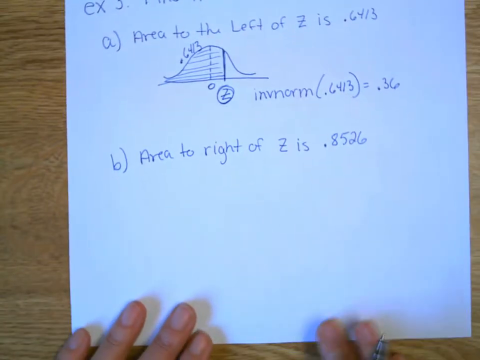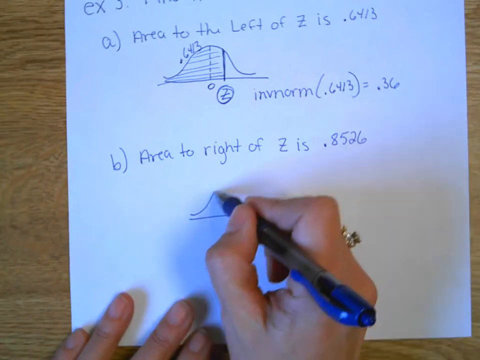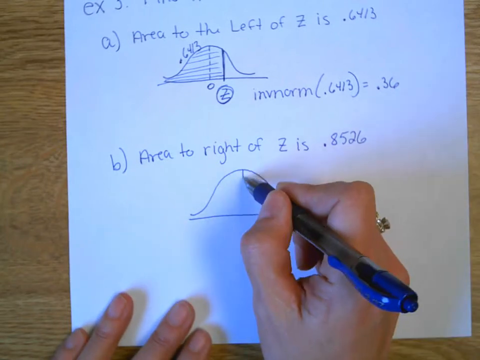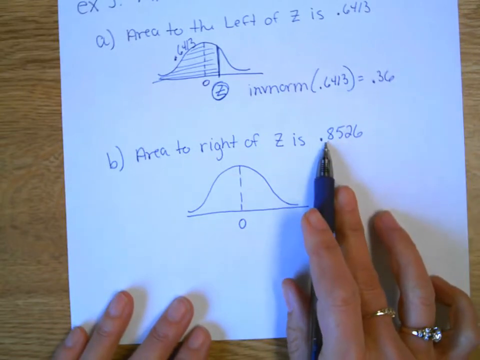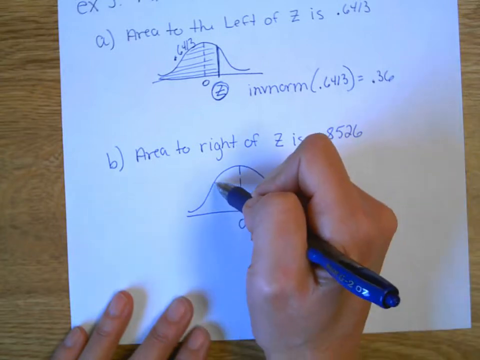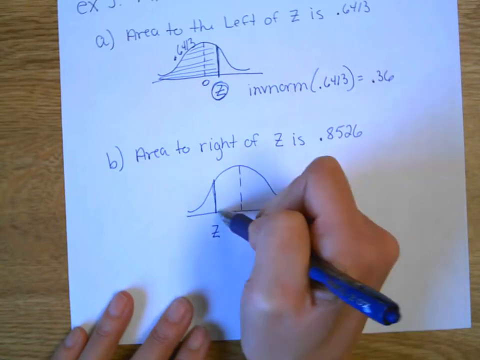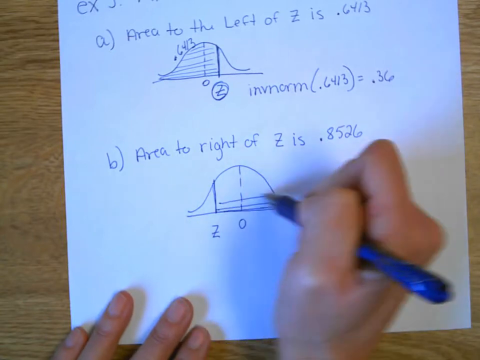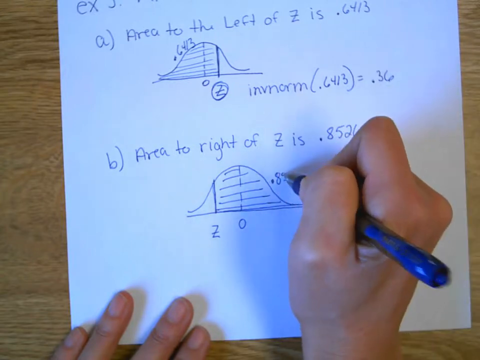Subtract it from 1. Okay, if I shade this in, what this is saying is the area to my right is 85% of the graph. So that means I'm over here in negative land. You agree with that? I don't know this z-score, but I know the area to the right is 0.8526.